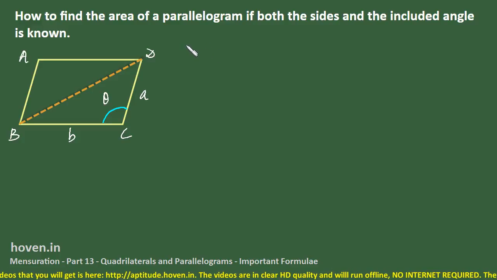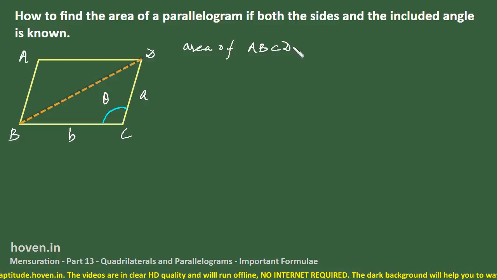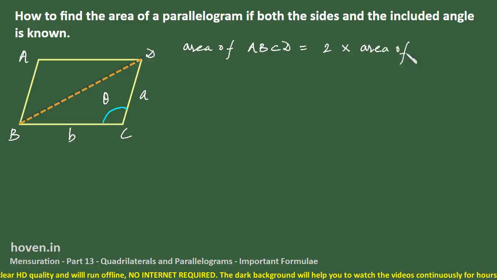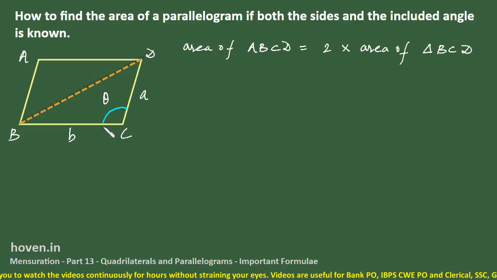then as I have already discussed, the area of ABCD is equal to 2 times the area of triangle BCD. This we have already discussed. Now in the previous part, we knew the diagonal, so Heron's formula helped us. But in this case, we know the two sides and the included angle. So what we have to use is the sine formula for finding the area of the lower triangle BCD. And once we know its area, we will multiply it by 2 to obtain the area of the entire parallelogram.